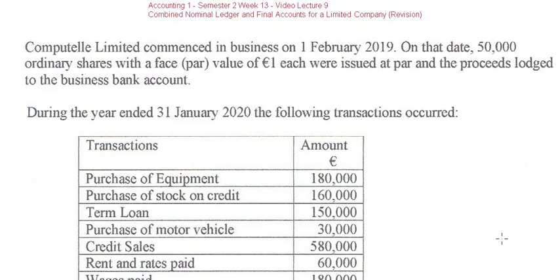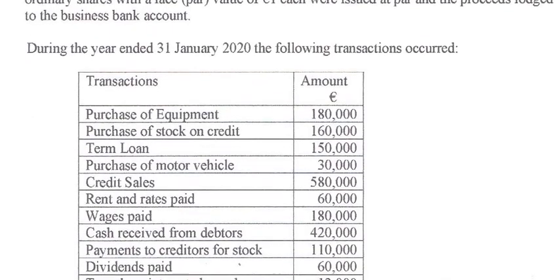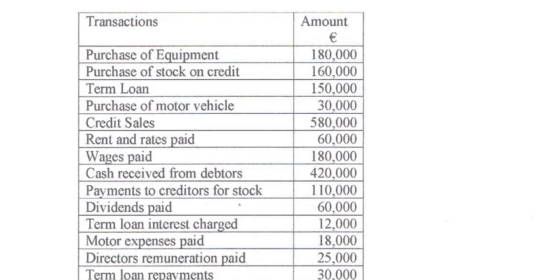So we have a list of them, and these are very typical transactions that any company would enter into. Let's just go down through them and see what we can say about them. The first one is the purchase of equipment for 180,000. We probably purchased this equipment at the beginning of the year, and I think we'll assume that equipment was paid for. Then we've got the purchase of stock on credit, 160,000.